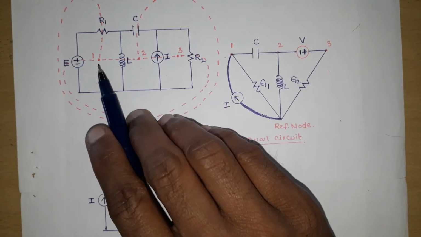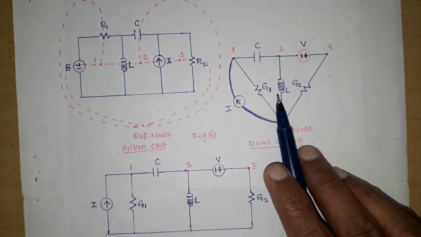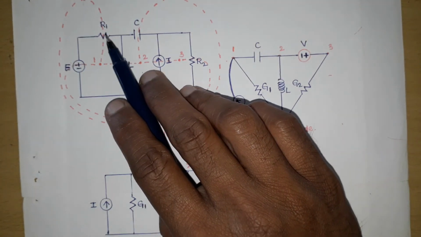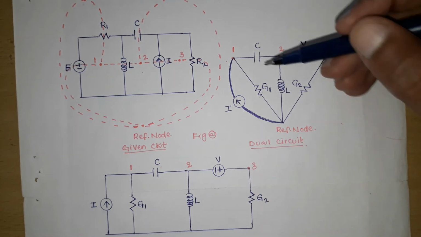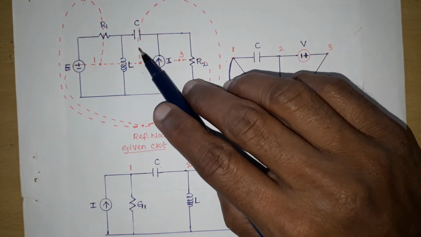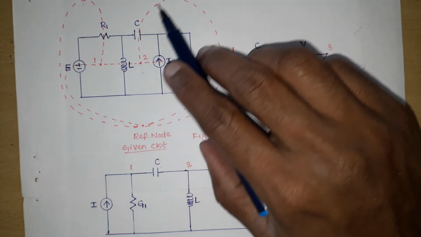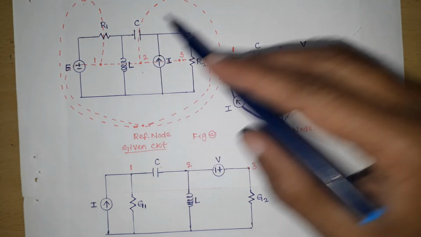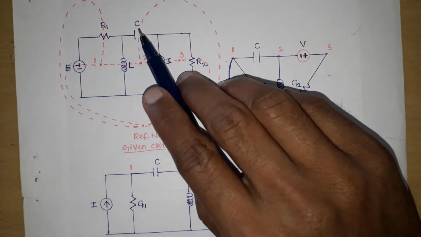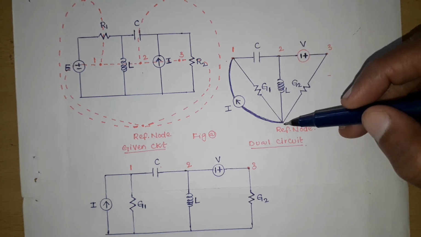After that we have to join dot 1 to the reference dot through R1. In the space provided for the dual circuit, the dual element of R1 is G1, so we have to connect that G1 in between first node and the reference node. Similarly, the capacitor. Now we have to join dot 2 to the reference dot with a dotted line through the capacitor. Here in the space provided for the dual circuit, the dual element of the capacitor is an inductor. We have to place this inductor in between second node and reference node.